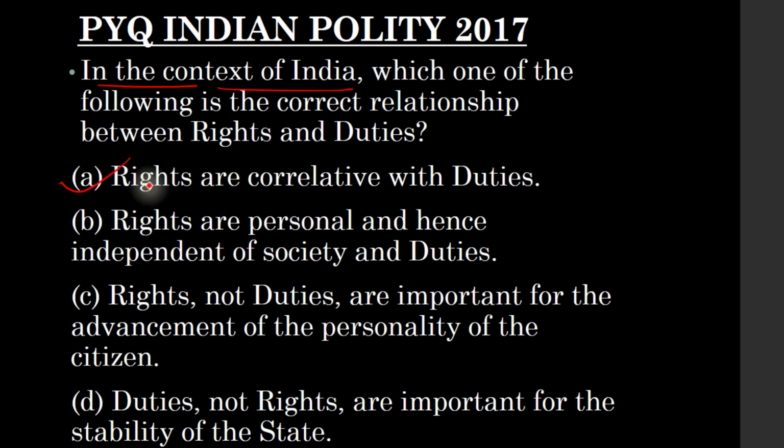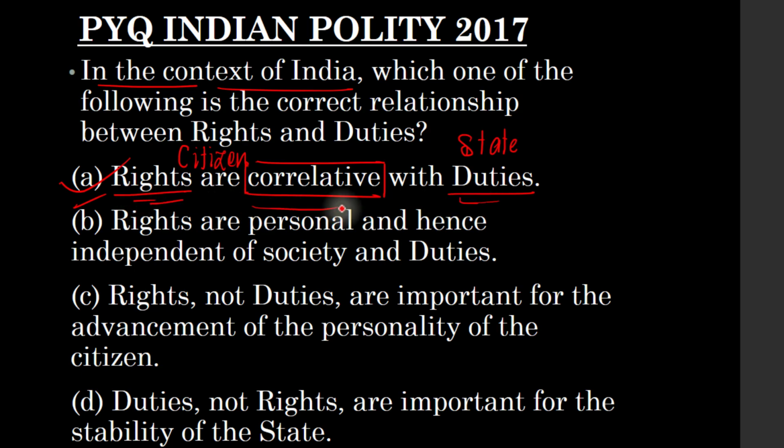Please bear in mind that we must select the most appropriate option in the Indian context. And in the country, for each right enjoyed by the citizen, there is a corresponding duty imposed upon the state to honor such right. Thus, rights and duties are the two sides of the same coin and therefore are correlatives. And thus, out of the four, option A is the most appropriate. That is, rights and duties are correlatives. Moving next.